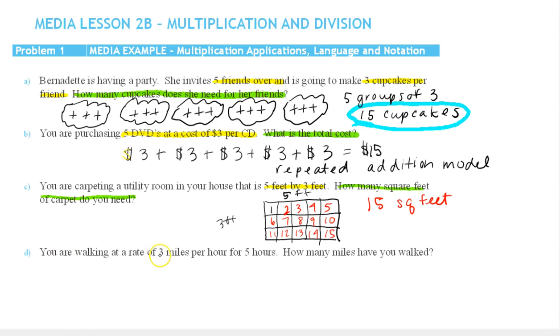You are walking at a rate of 3 miles an hour for 5 hours, and we want to find how many miles you have walked in total. So let's draw a picture of this. I'm going to write this as a number line, so we can think of this as the distance you're traveling. And notice you were traveling for 5 hours. So I'm going to make 1, 2, 3, 4, 5.